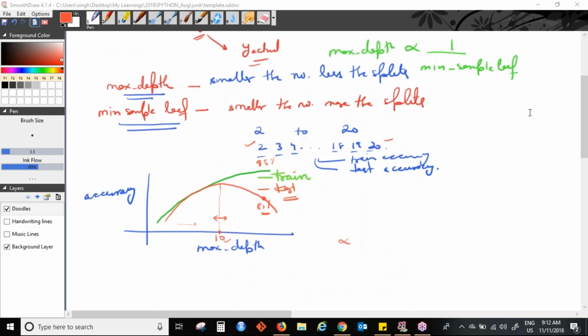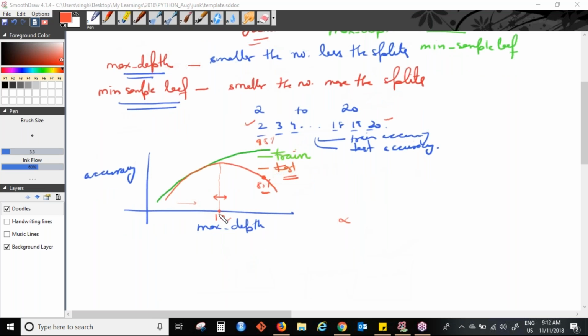Yes, it will always be like this, Anupama, because you start capturing the pattern, and after that you start to memorize the data. So it will always look like this. Okay. Now, what I may not know is where this point will come. Where will I get the best accuracy? That may not be known. But the curve will always be like this. Okay, it will always be like this.